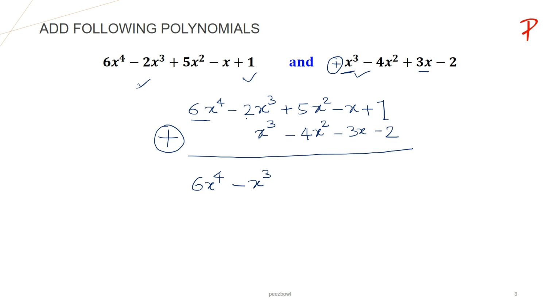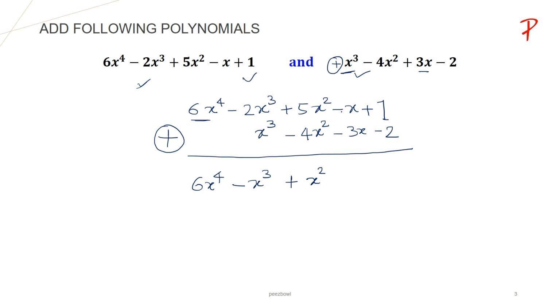So we are working only on coefficients, and minus 2 plus 1 is minus 1. So minus x cube. Here also x square I will write as it is, and let us work on only coefficients. Here plus 5 minus 4 is what? Plus 1. So I will not write plus 1 because x square is nothing but 1 multiplied by x square.